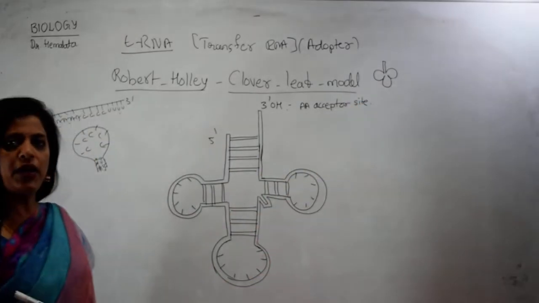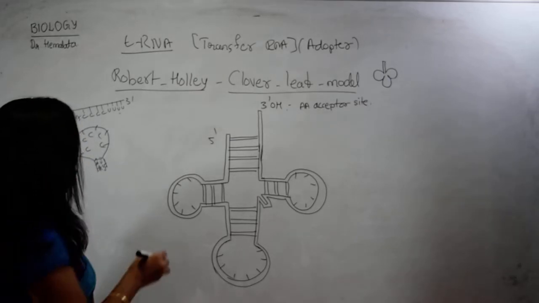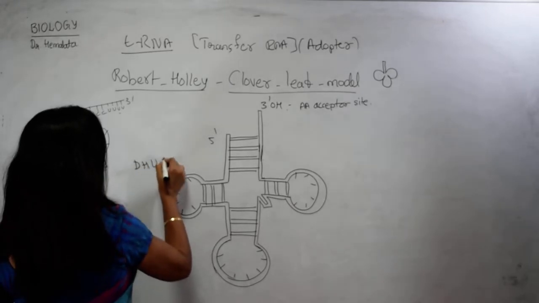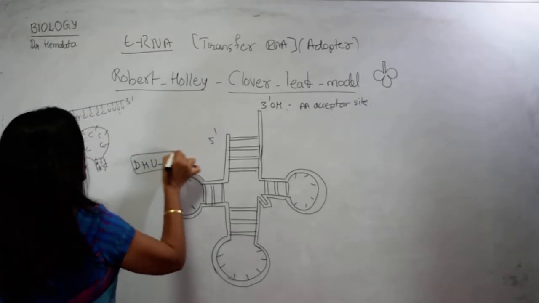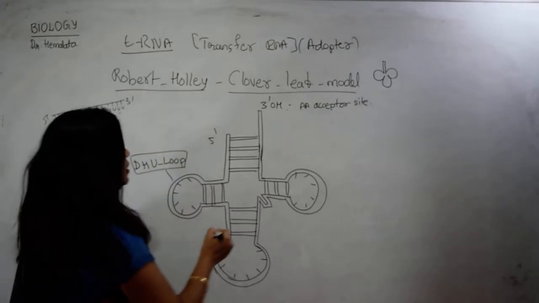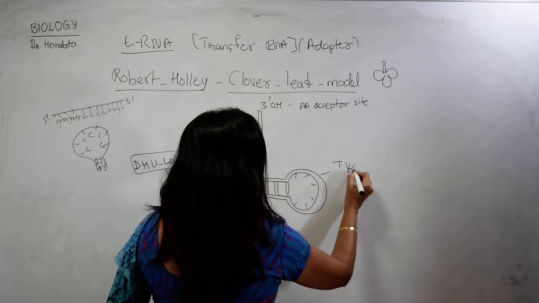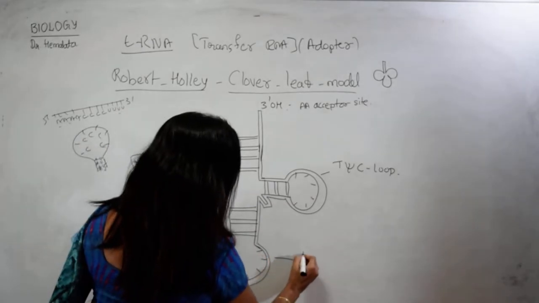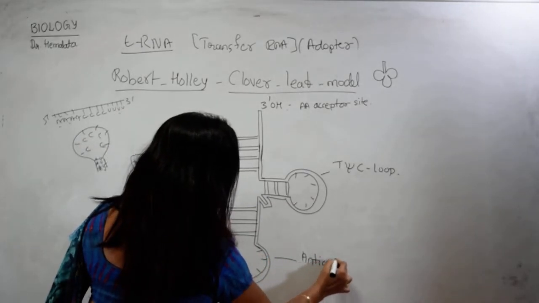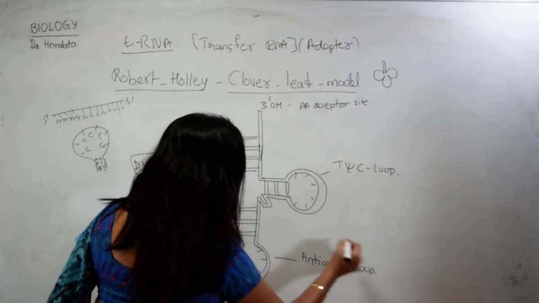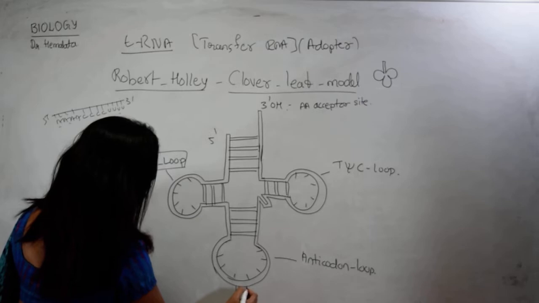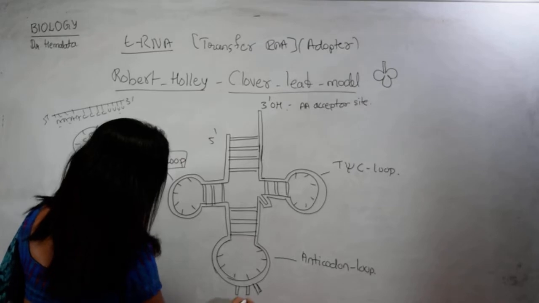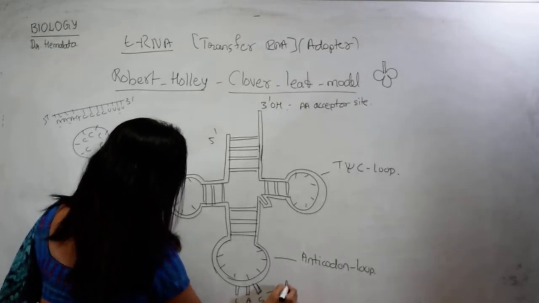Okay, it will accept amino acids, forming amino acid tRNA. And this first loop is called the DHU loop, or dihydroxyuridine loop. The next loop is called the T-C loop. That's the second loop. And the lower one is called the anticodon loop. Okay? Because here at the tip you get 3 anticodons which are complementary to the codon messages of mRNA. Maybe CAG is the anticodon. This is the anticodon.